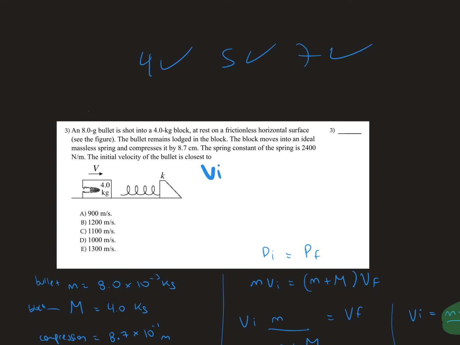In problem number 3, we have an 8-gram bullet that is shot into a 4 kilogram block. It rests on a frictionless horizontal surface. The bullet remains lodged in the block, and the block moves into an ideal mass spring and compresses it by 8.7 centimeters. Then, the spring constant of the spring is 2,400 newtons per meter. They're asking us the initial velocity of the bullet is closest to.